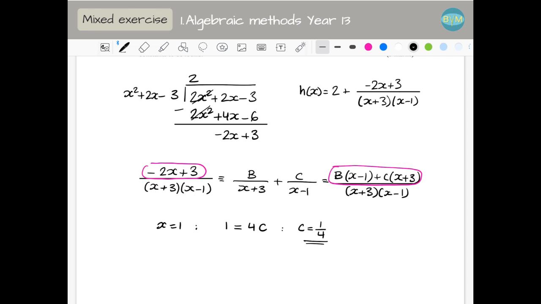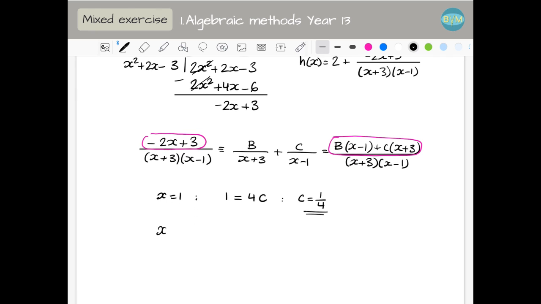Then if I substitute x by minus 3, the second bracket is going to be 0. This one is minus 2 times minus 3, which is 6, plus 3 is 9. So 9 on the left side. On the right-hand side, this one is 0, and I have minus 3 minus 1, which is minus 4, times b, which means b is going to be minus 9/4.